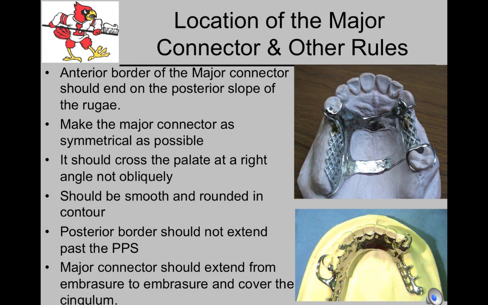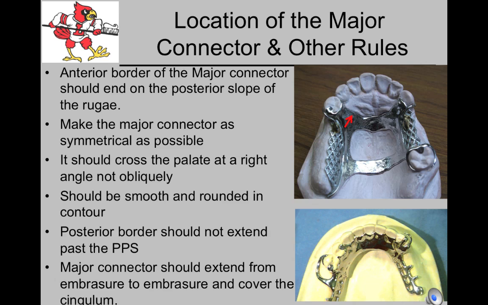There are some additional rules about placement of major connectors. The anterior border of the major connector should end on the posterior slopes of the rugae. On the picture at the top, notice the prominent projections of tissue in the anterior maxillary palate. These are rugae. The anterior border of that major connector sneaks up and ends on the posterior of that projection of tissue. It therefore becomes kind of confluent with the soft tissue and does not stand up as a bulk of material, as it would if it crossed that rugae and stopped at that point.